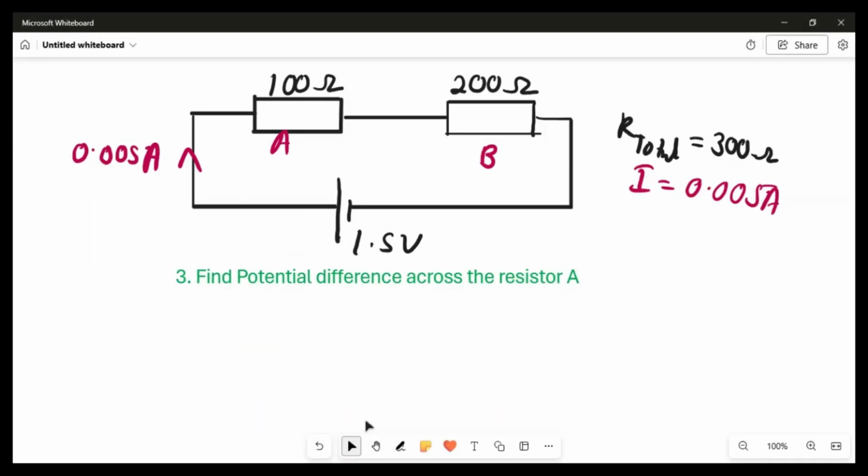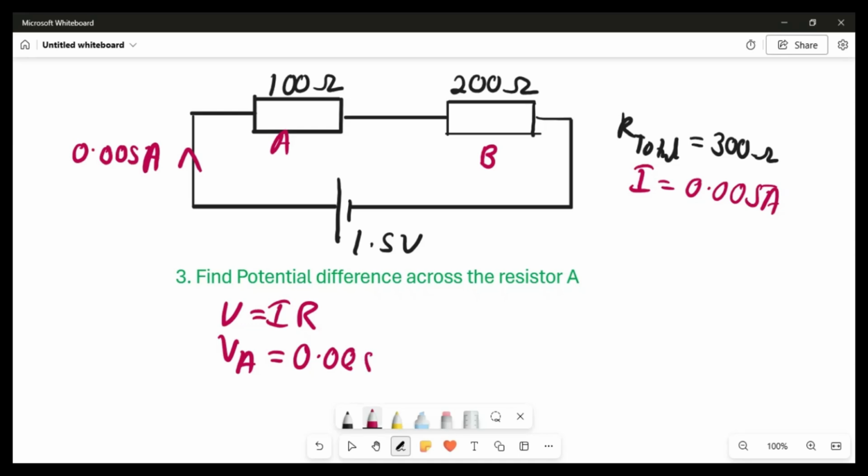Next, we'll find the potential difference across the resistor A. Now you know that the resistance of the resistor A is 100 ohm and the current flowing through the resistor A is 0.005 ampere. So we can apply Ohm's law individually to the 100 ohm resistor. So the current is 0.005 ampere and the resistance is 100 ohm. So the voltage or the potential difference across A is 0.5 volt.